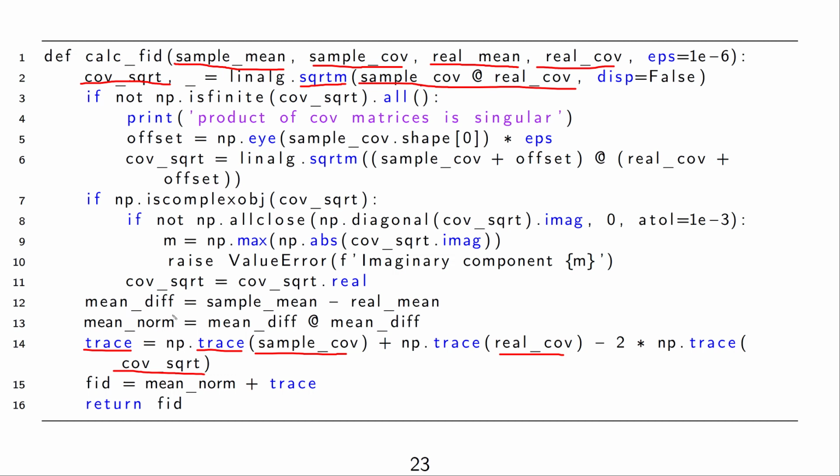The mean also, according to the equation, first we compute the difference between the two mean vectors, sample mean and real mean, and then we compute the norm, that mean diff at mean diff. This is the inner product between the two vectors, which means that all elements are going to be squared because we compute the inner product of the vector with itself. All elements are going to be squared, and then we sum up.